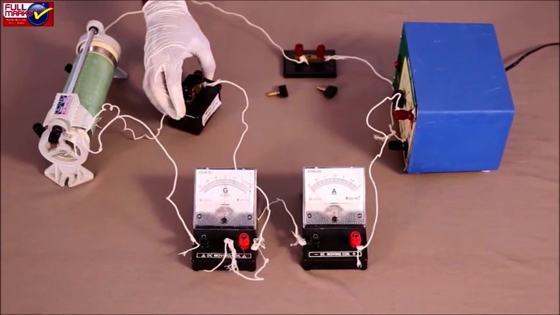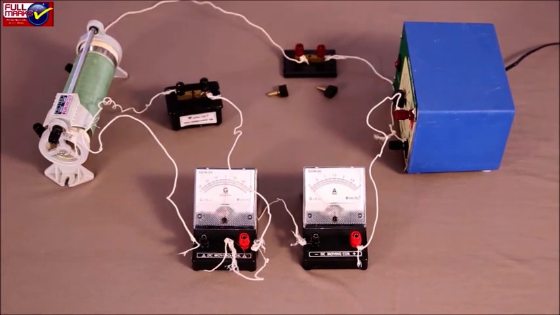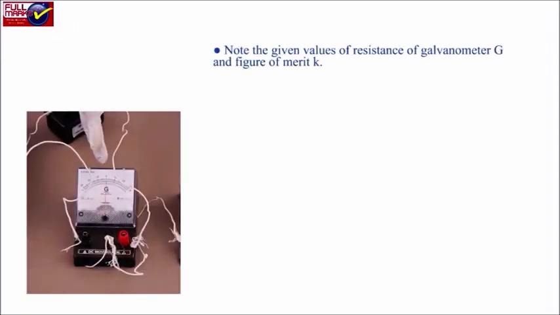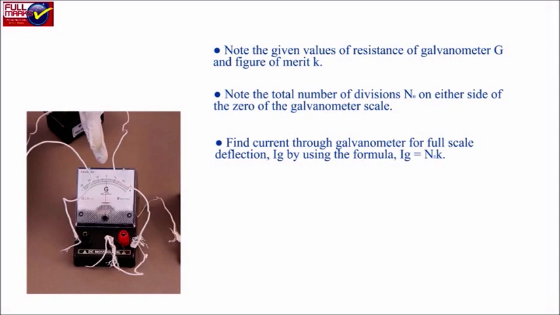To find the current for full-scale deflection, note the given values of galvanometer resistance G and figure of merit K. Note down the total number of divisions N0 on either side of 0 of the galvanometer scale. Find current through galvanometer for full-scale deflection Ig by using the formula Ig is equal to N0K.